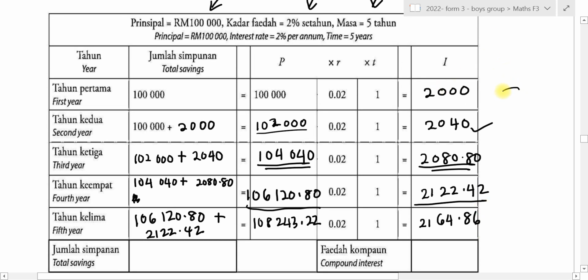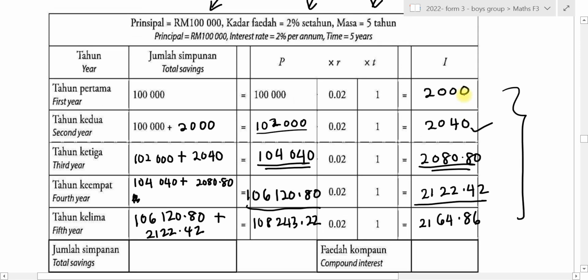Can you see the interest is growing every year? This is what we call compound interest. If simple interest, every year 2,000, 2,000, 2,000, 2,000 only. You understand or not? So which one is more profitable, we have to ask ourselves.